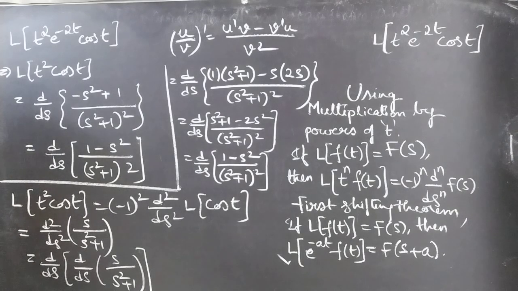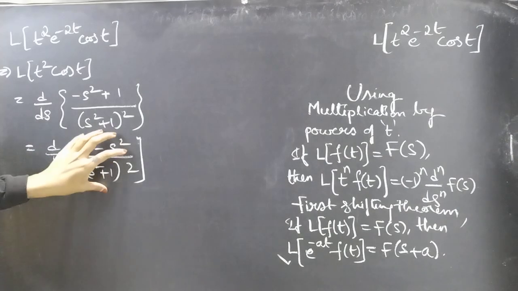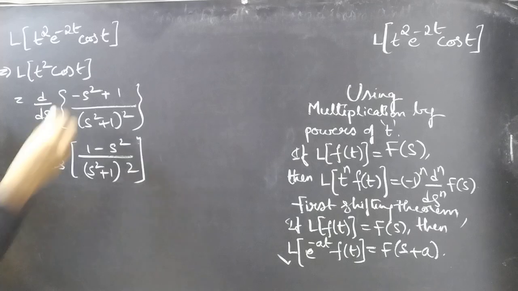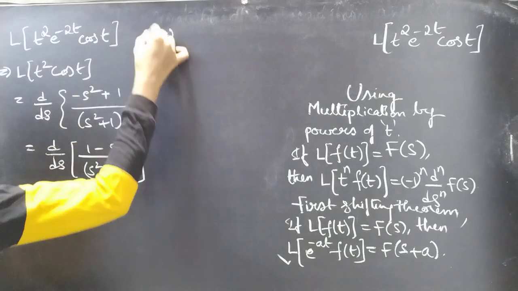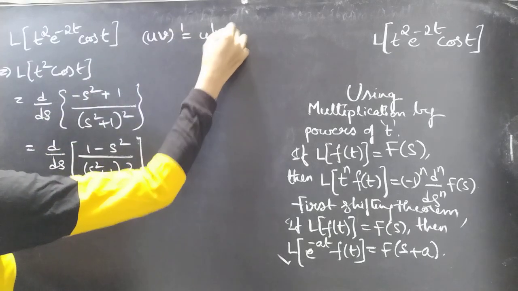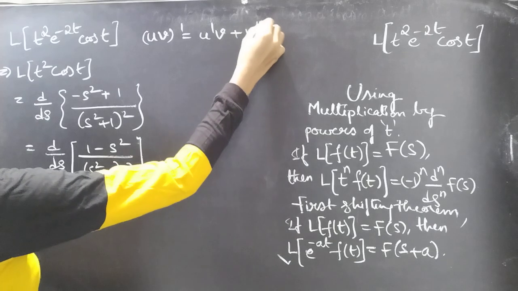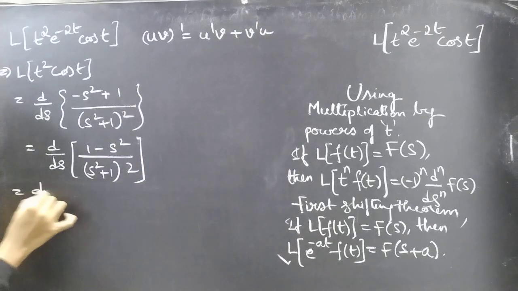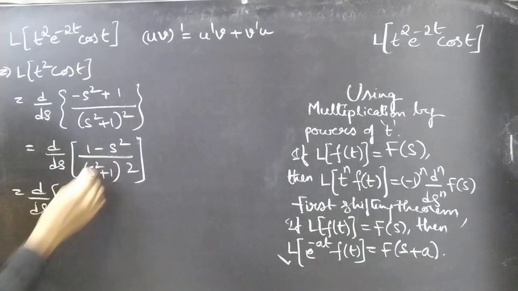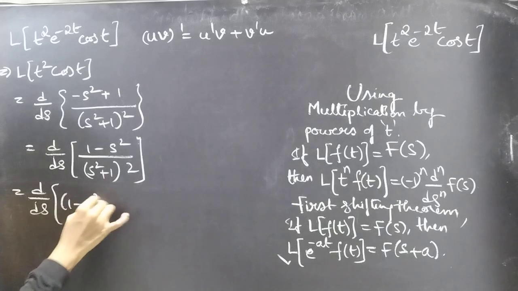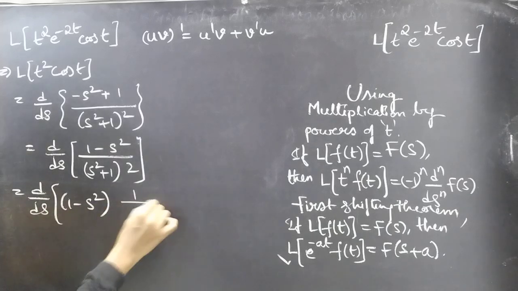Fine. Now we need to find the derivative of this term with respect to s. So here we are going to apply the uv whole dash formula, which equals u dash v plus v dash u. Now I'll write this fraction as u into v form.